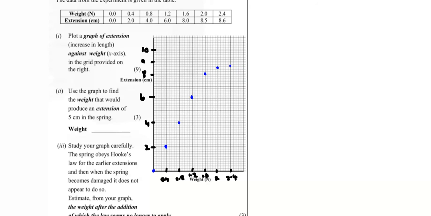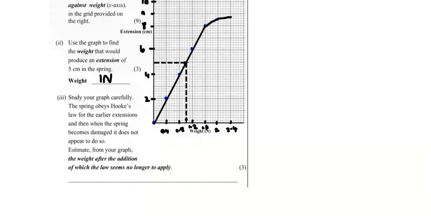So at the beginning it obeys a straight line, like so. And then at the very end, however, it starts to bend. So you have to draw it like this at the end, like that. Okay. Now, next question. Use the graph to find the weight that would produce a 5 centimeter extension. Well, 5 centimeters is in between 4 and 6. So we're going to do this technique here. We go to 5, go straight down, and then halfway in between 0.8 and 1.2, which would be a weight of 1 Newton.